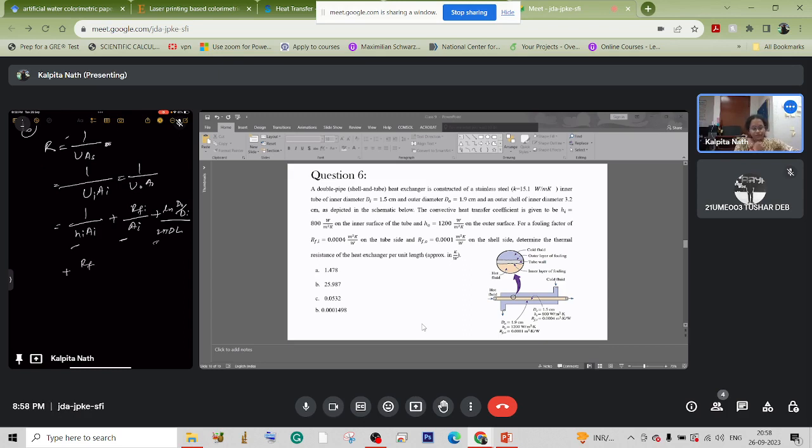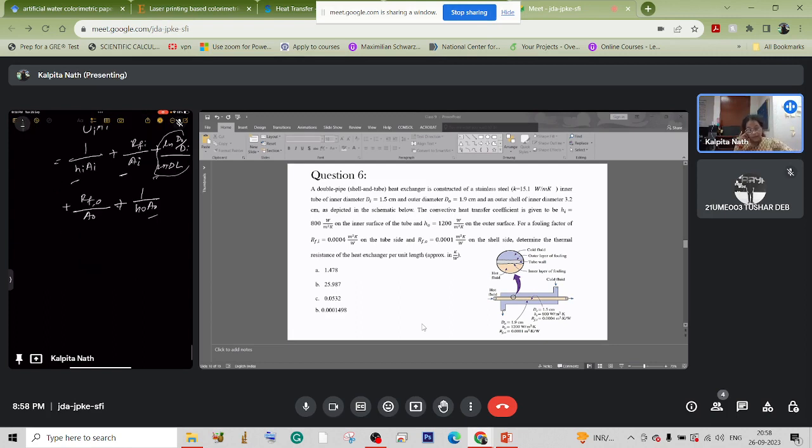Again, this is the conductive resistance between shell and tube, right? It depends upon the material that the tube consists of. So this is the fouling resistance for the shell side. This is the area of the shell side, and this is H naught A naught, the heat transfer coefficient and the area for the shell side. That is, this is the convective resistance for the shell side.